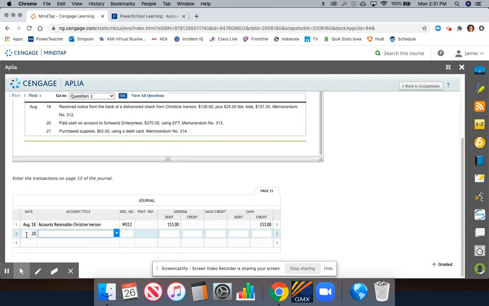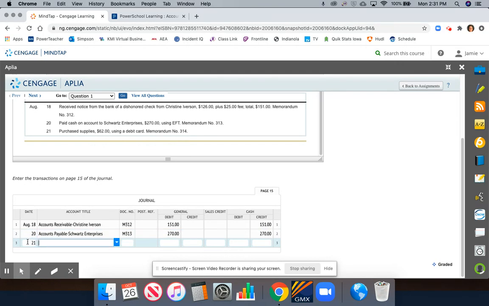On the 20th, we need to record a transaction for paying cash using EFT. This is no different than paying cash using a check. The only difference is that it's memo number 313 instead of a check number. So we wrote a check because we owed, so that's accounts payable, we owed Schwartz Enterprises. We owed them $270. We paid them, so we're going to decrease that accounts payable with a debit of $270 and decrease cash with a credit of $270.